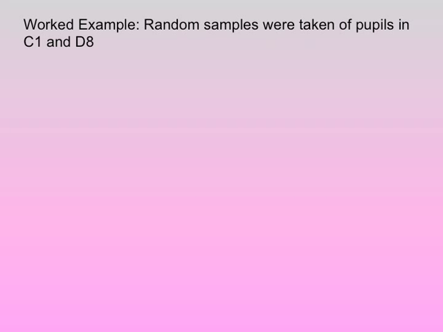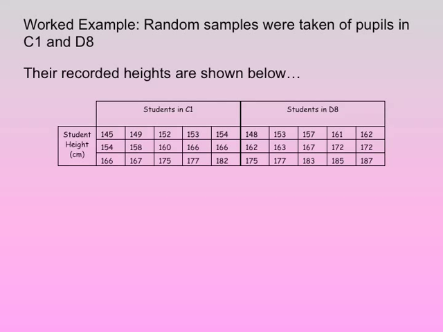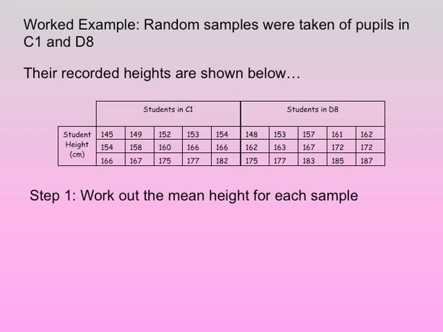Okay, here we are taking random samples from pupils of classes C1 and D8, and we have recorded their heights. You can see the heights in centimeters of students in C1 and of students in D8. Step number 1 is to work out the mean height for each sample. So we calculate the average of class C1, which is 161.6 centimeters, and the average for D8 is 168.3 centimeters.